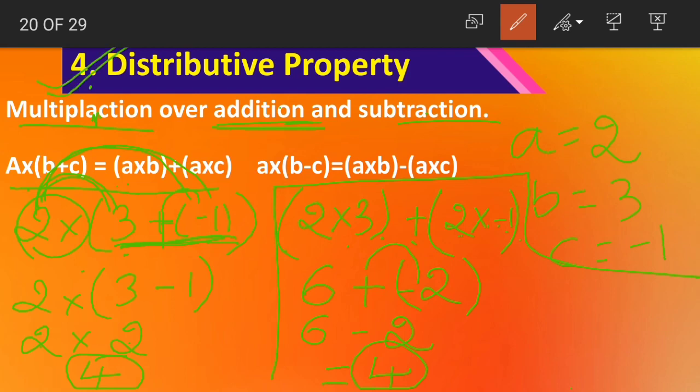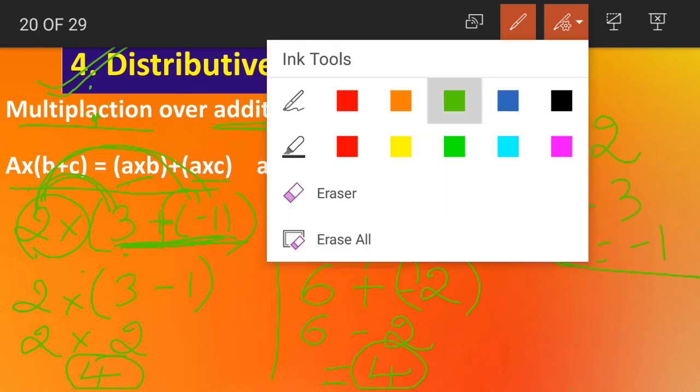a into brackets open b plus c is equal to a into b plus a into c. Understood class? First we added the terms and then multiplied. In RHS we multiplied the terms and then we added both of them together. In both the cases we got the same answer 4. So we can say that multiplication over addition of integers follows distributive property.